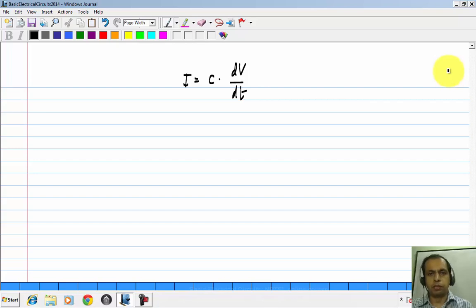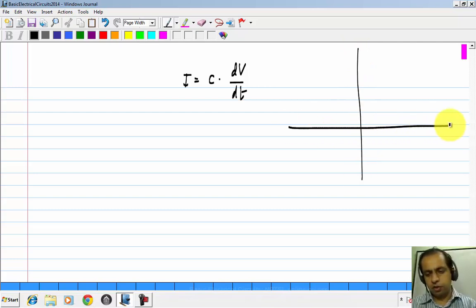Because the IV relationship of a capacitor consists of a time derivative, we cannot draw a graph of I versus V. That is possible only if a particular value of V gives a particular value of I or vice versa. In this case, it is not possible.